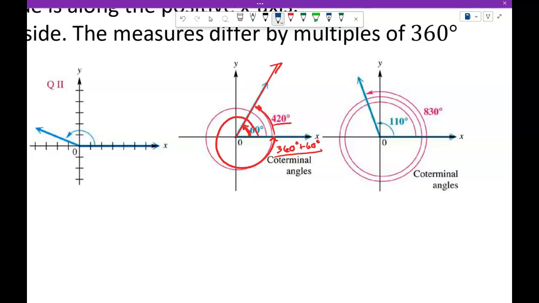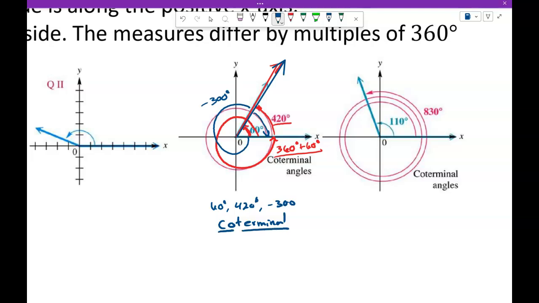We could also rotate in the negative direction and still end up in the same position. Here we've rotated negative 300 degrees, because it's 60 degrees short of a full rotation. All three of these angles, 60 degrees, 420, and negative 300, are coterminal angles because they share a terminal side.